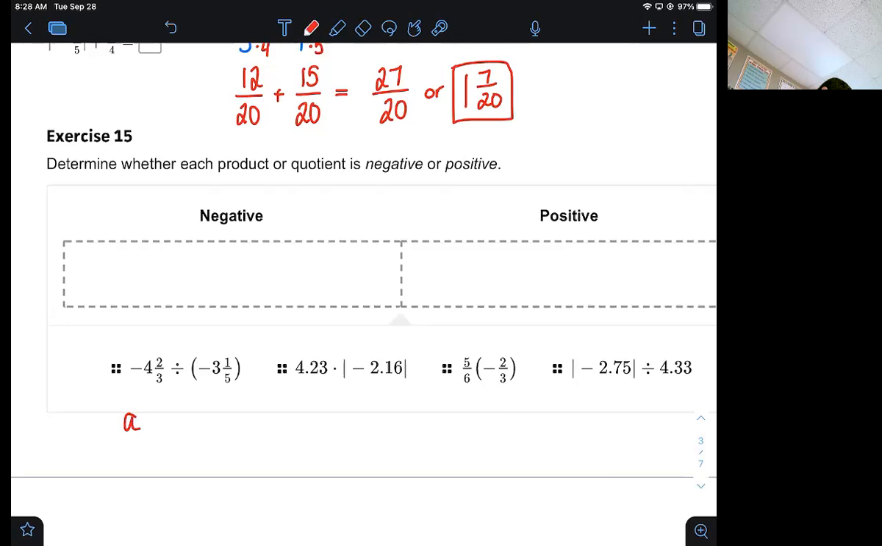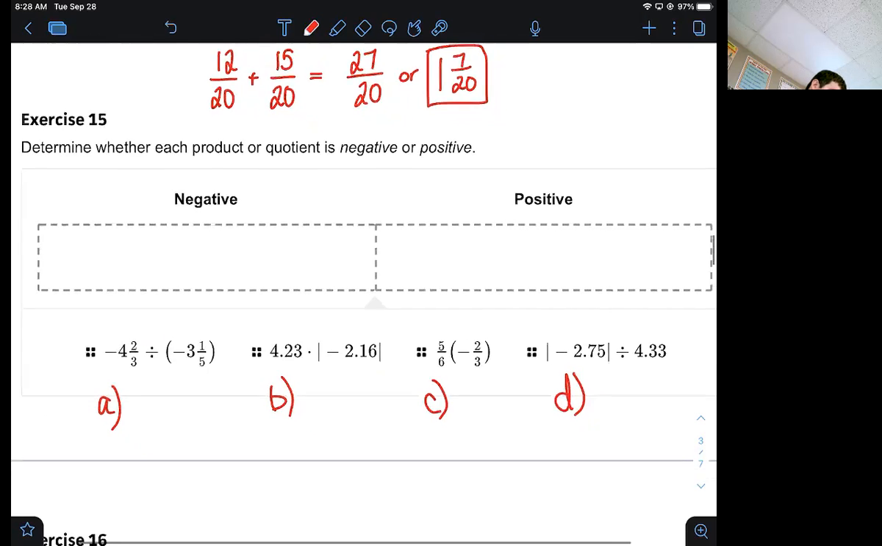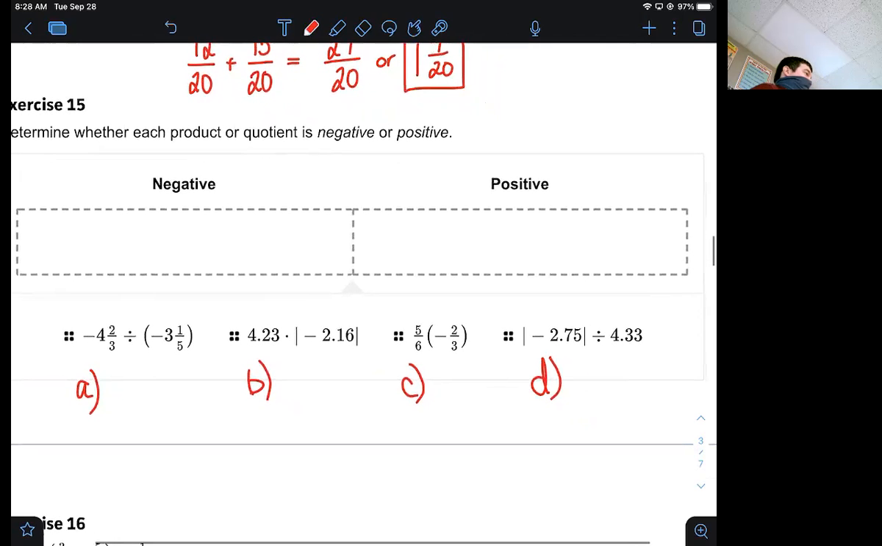I want you to write A, B, C, and D down. And all they want you to do for number 15 is tell whether it would be a positive or a negative answer when I multiply or divide these numbers. So on Big Ideas, they'll want you to drag and drop into the proper box, but on your work paper, we can just write positive or negative. Let's look at the first one, which I'm calling A. What will I get when I do a negative divided by a negative? Will those negatives pair up? Yes, they will. That'll be a positive answer. So drag the first one up into the positive box on Big Ideas.